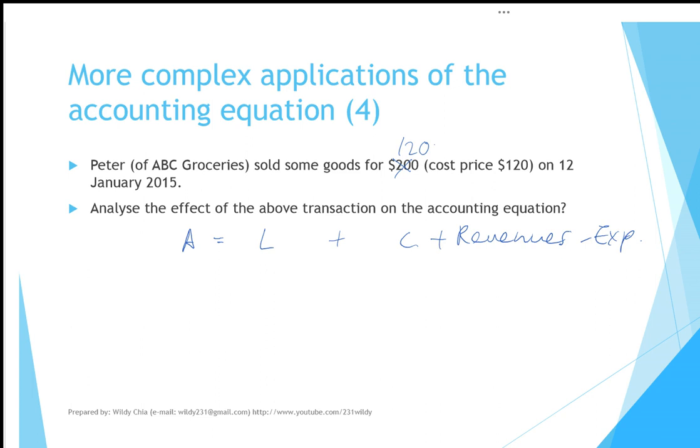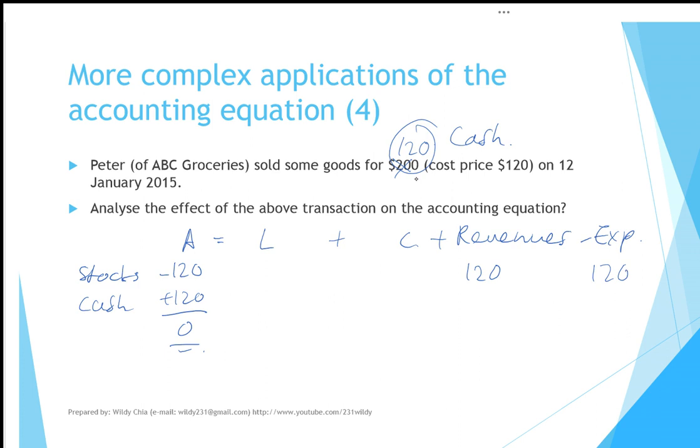Let's observe. You'll find that the stocks or the inventories on hand would decrease by 120, assuming the customer has paid in full by cash. You find that the cash collection is only 120. So that gives you an effect of 0 on the asset side of the equation. What about the right hand side? There are revenues of 120 because these were sold for 120. Costs of these goods was 120. So this gives you a net effect of 0.